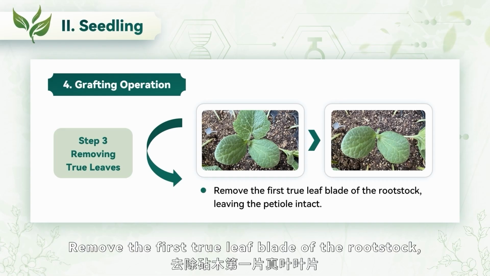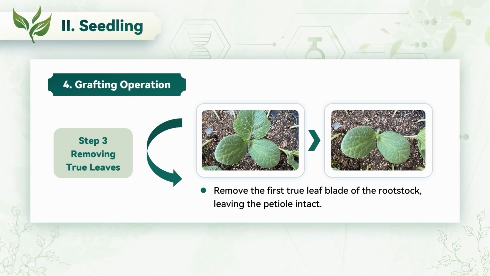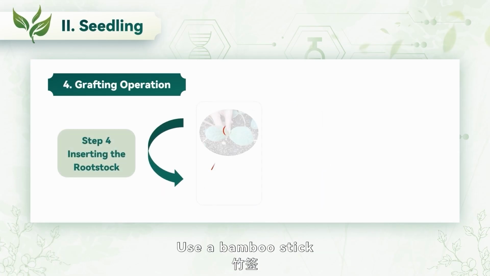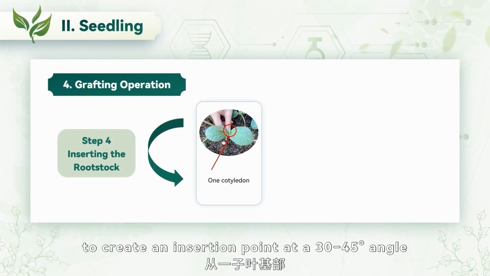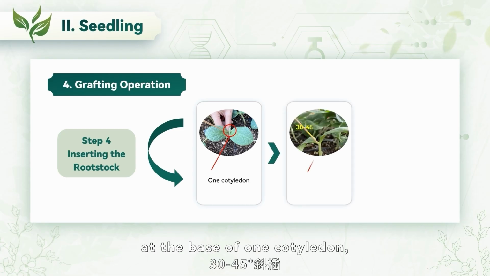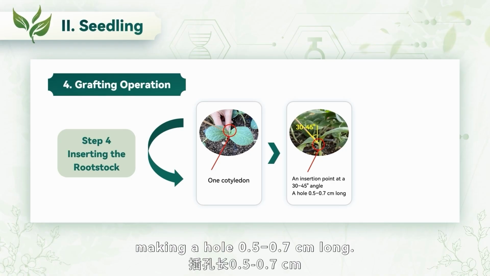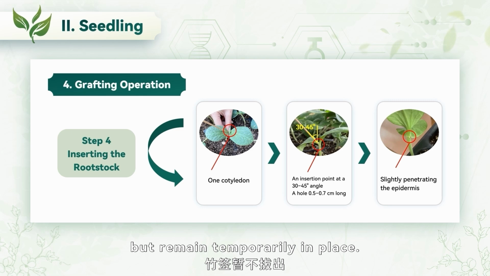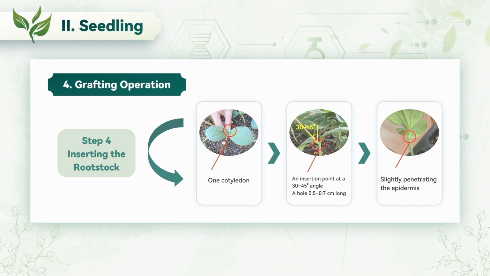Remove the first true leaf blade of the rootstock, leaving the petiole intact. Step 4. Inserting the rootstock. Use a bamboo stick to create an insertion point at a 30 to 45 degrees angle at the base of one cotyledon, making a hole 0.5 to 0.7 centimeters long. The bamboo stick should slightly pierce the epidermis but remain temporarily in place.